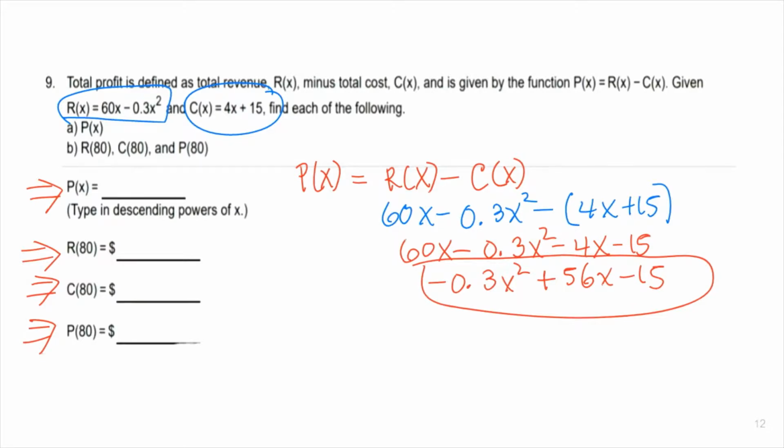P of x is negative 0.3x squared plus 56x minus 15. Now we need to find R of 80. So we just want to substitute 80 for x in R.